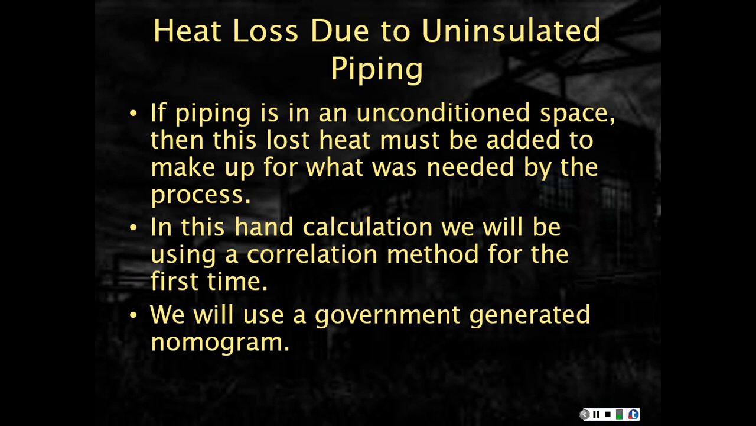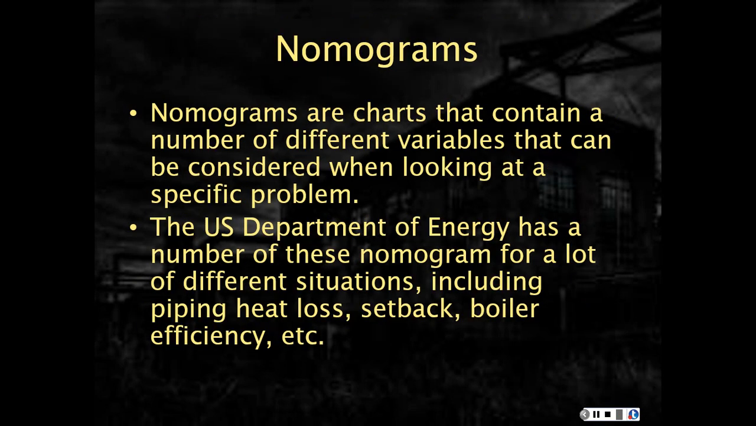We'll use a government-generated nomogram. So what is a nomogram? A nomogram is a chart that contains a number of different variables. What you've looked at already is we've been using primarily steady-state methods which reduce everything down to a single variable. A nomogram is an attempt to compile all kinds of variables in a simple chart or table that I can take a set of circumstances and apply them to this chart and come up with an answer.